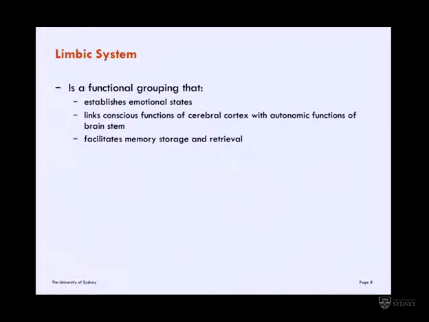The limbic system obviously is very important. As I said, it establishes emotional states. It facilitates memory storage and retrieval, and it also provides conscious links to functions. So you can actually consciously associate certain emotions with certain stimuli.